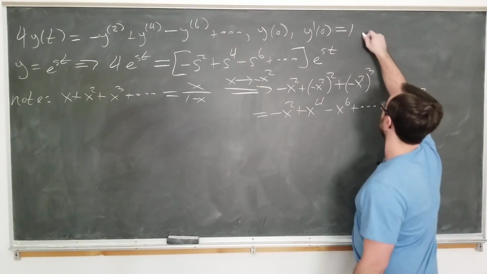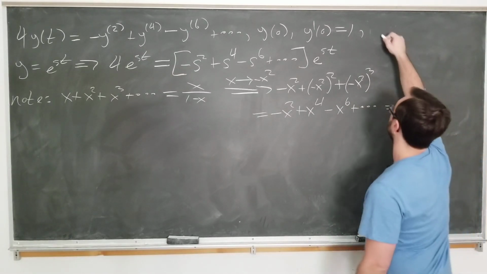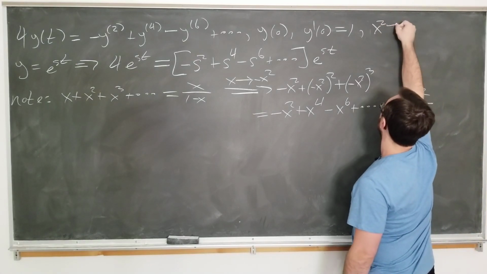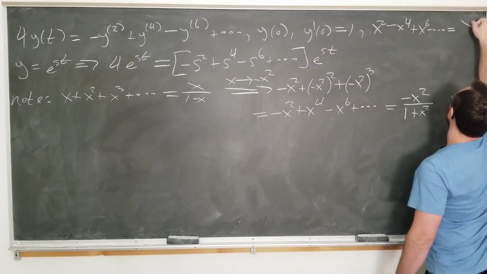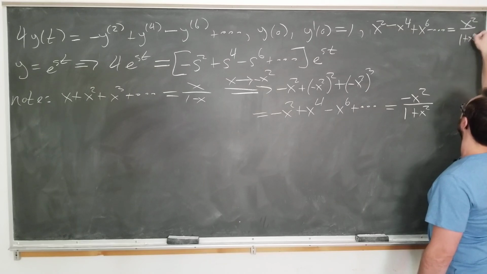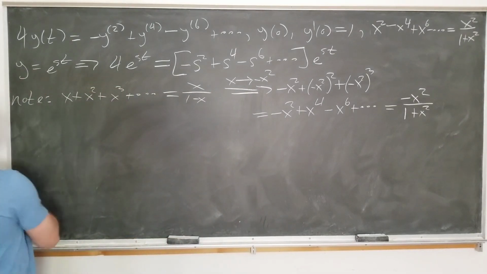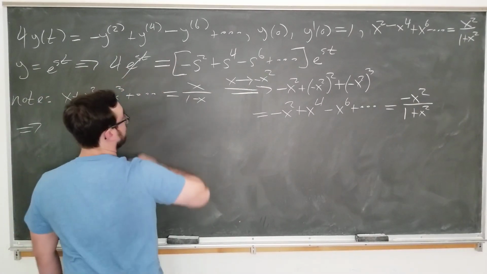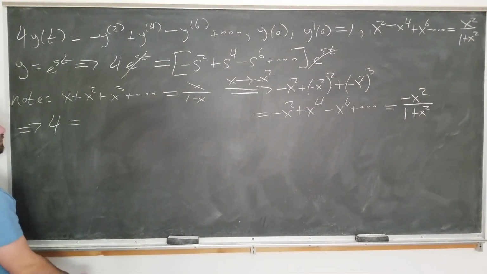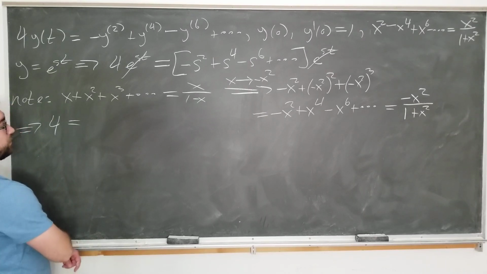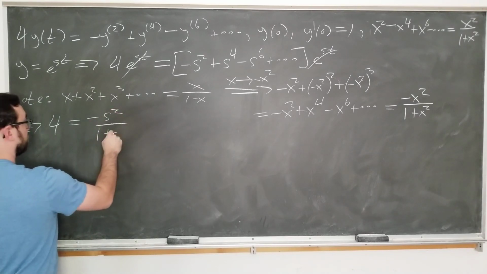Cool. Just going to note up here the result here. I'm going to multiply everything by a minus sign for convenience. x squared minus x 4th plus x 6th minus etc. is equal to x squared over 1 plus x squared. That's the result that we need. So we're going to cancel the e to the st's again, just because we can. We have 4 is equal to, okay, let's sum it as follows: minus s squared over 1 plus s squared.